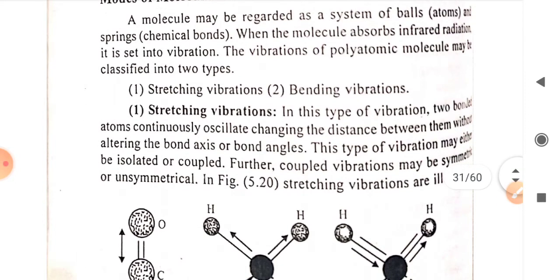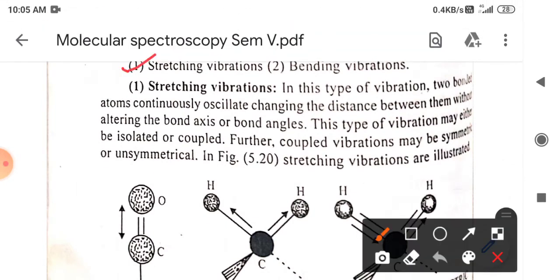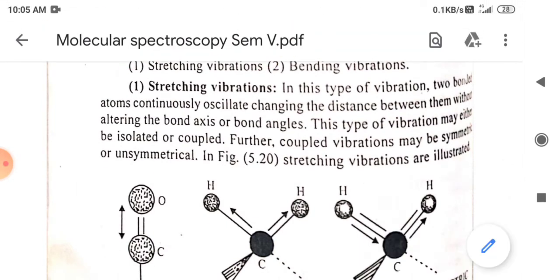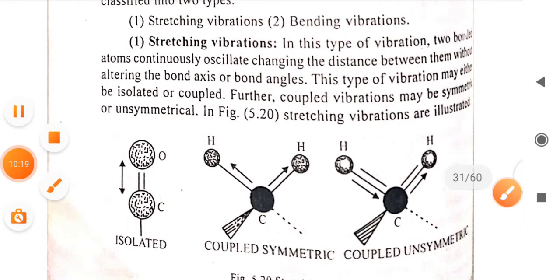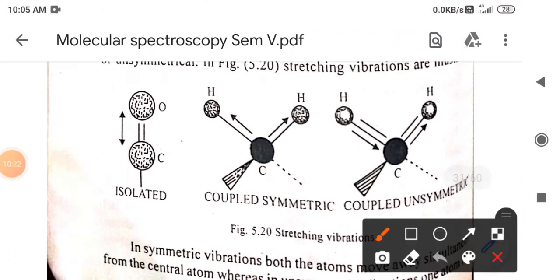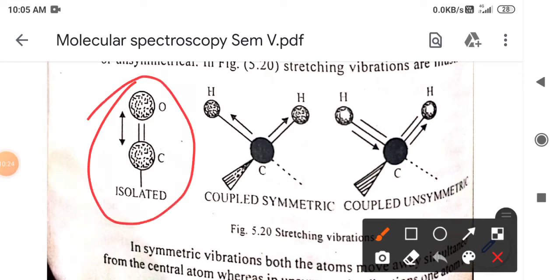The vibration in a polyatomic molecule will be of two types: stretching vibrations and bending vibrations. Now the stretching vibrations are again classified into three types. One is the isolated one, for the linear type of molecule, where vibrations will be along the bond axis. For a non-linear molecule, there might be symmetric vibrations and unsymmetric vibrations.